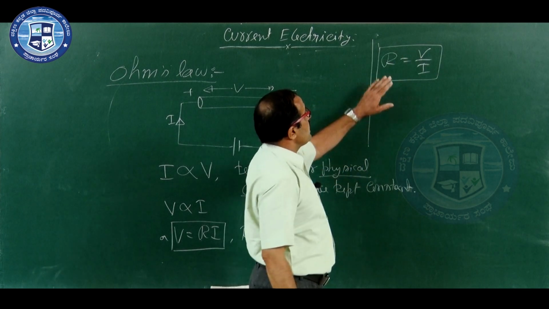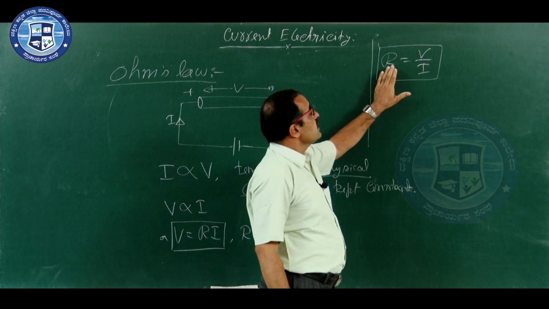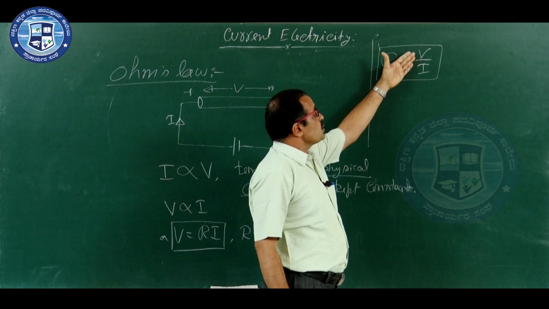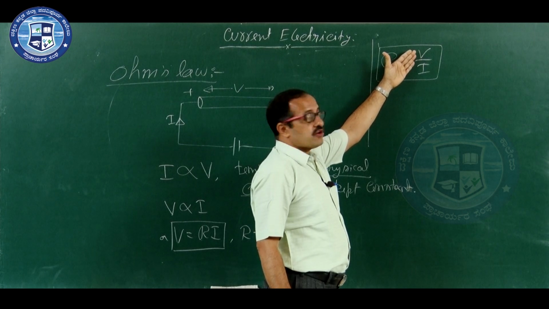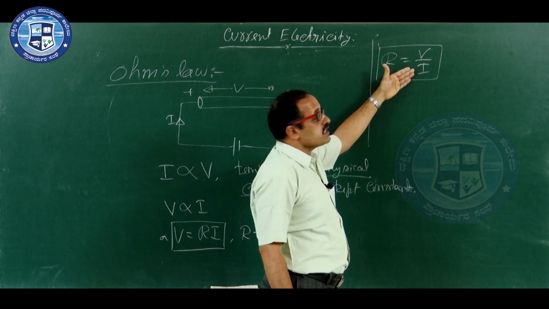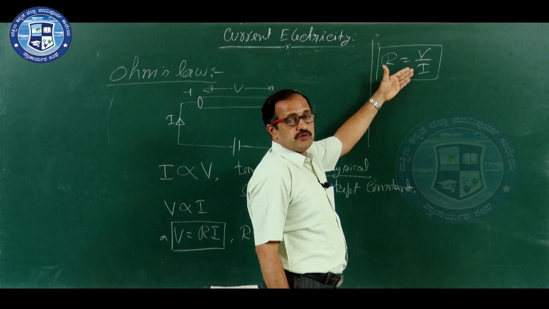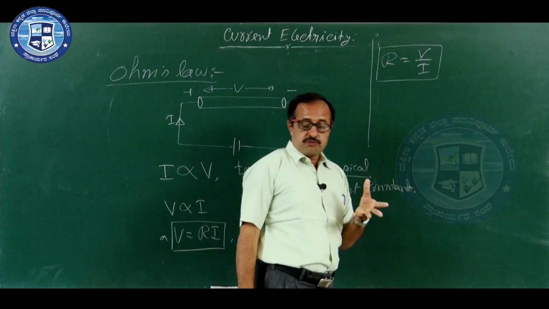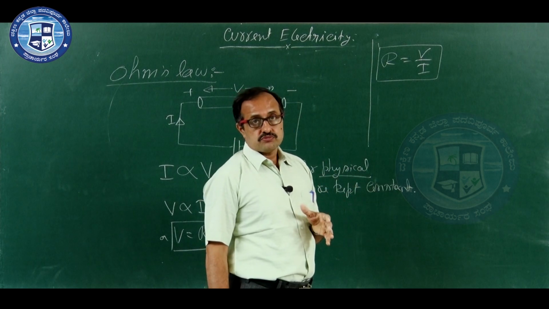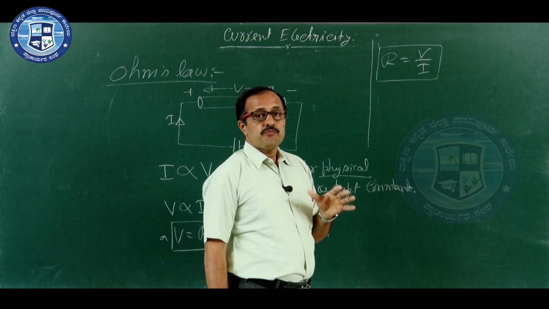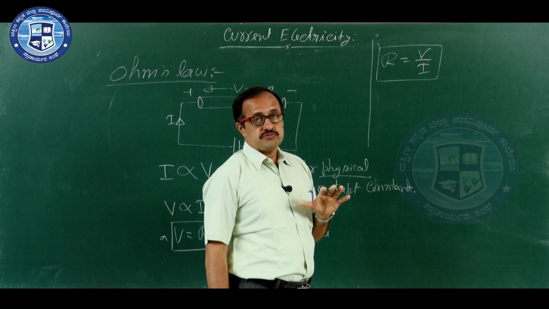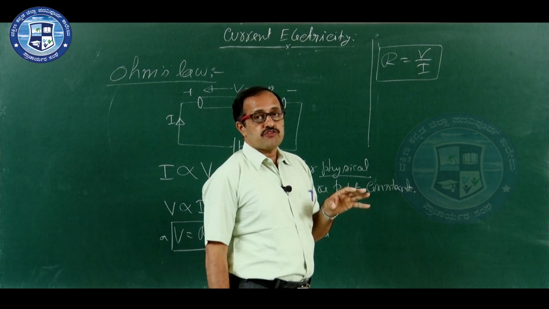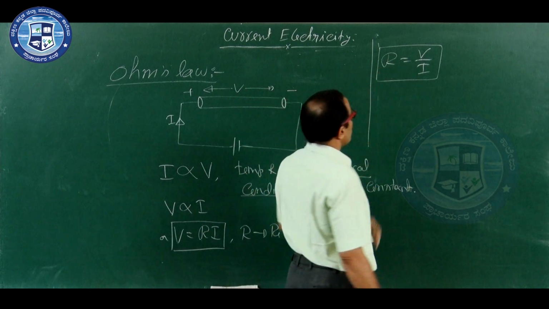So, how to define electric resistance of a conductor? Electric resistance of a conductor is defined as the ratio of potential difference across the ends of the conductor to the current through it. Very simple. And resistance is always expressed in terms of ohms. That is a very famous quantity in physics. Electric resistance is expressed in terms of ohms.